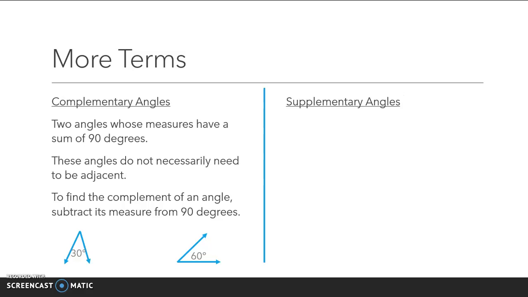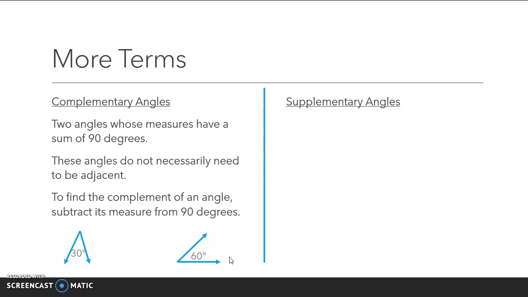Complementary angles are two angles whose measures have a sum of 90 degrees. That means that if I take their measurements, like 60 and 30, and I add them together, I will get 90 degrees. These angles do not need to be adjacent. They may be adjacent, but they may not. So you'll notice my two angles are not touching, they don't share a vertex, and they don't share a side. So these are not adjacent, but they are still considered complementary because their measurements add to 90 degrees.